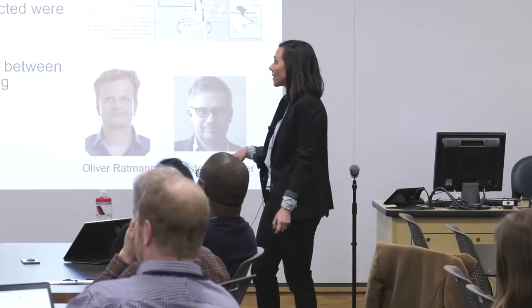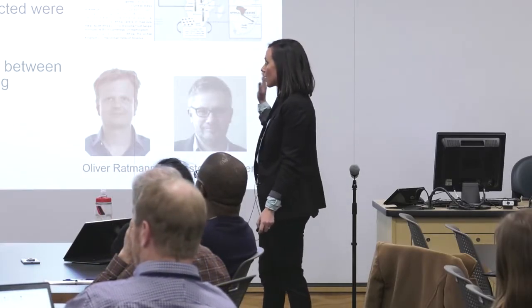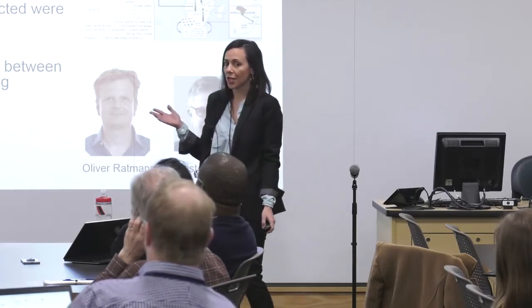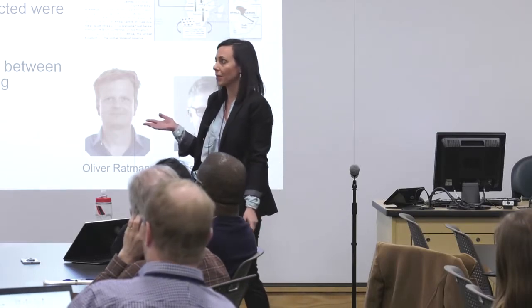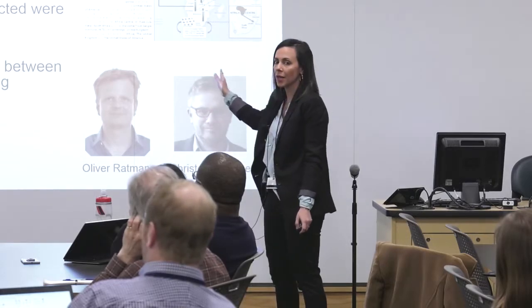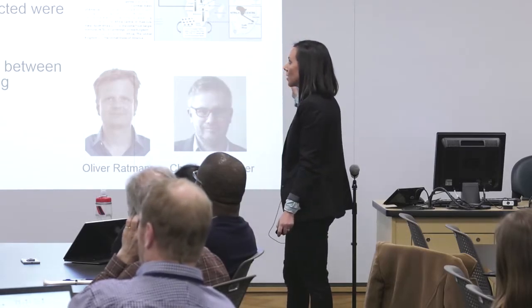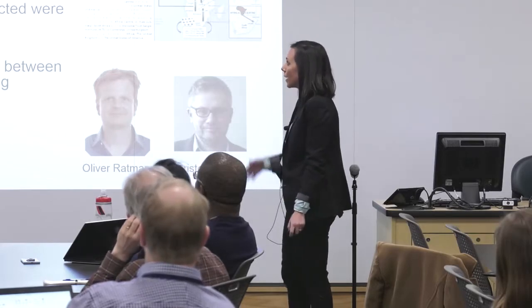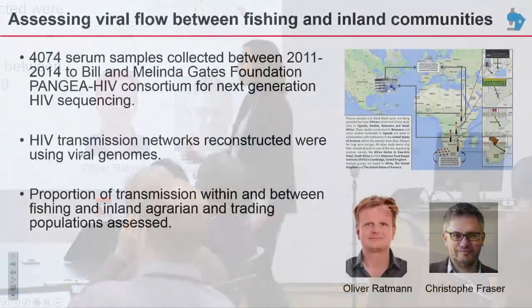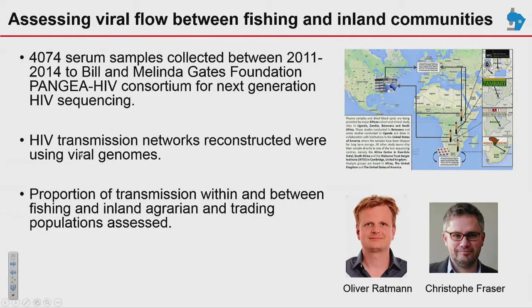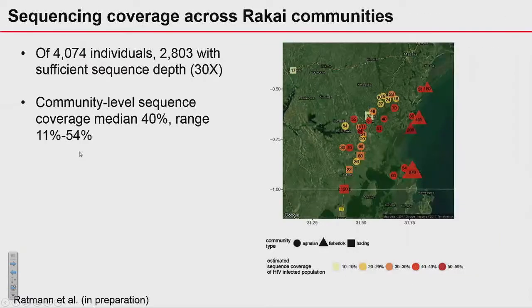to the inland communities. This is all viral sequencing that was done as part of the PANGEA HIV Consortium, which is the Bill and Melinda Gates funded consortium that's generating over 20,000 genomes in sub-Saharan Africa to do analyses like these. We submitted over 4,000 samples as part of our CHI study, and then we reconstructed transmission networks from the genomes that were submitted to PANGEA, and used that to answer our question. I just want to add that Oliver Ratmann has really been leading a lot of the analysis on the viral sequencing side of things.